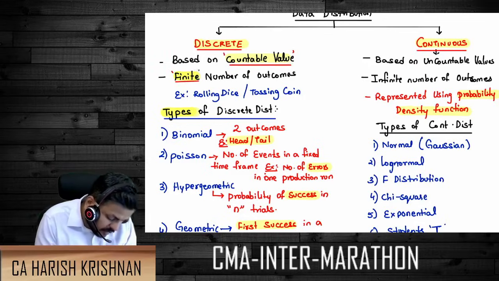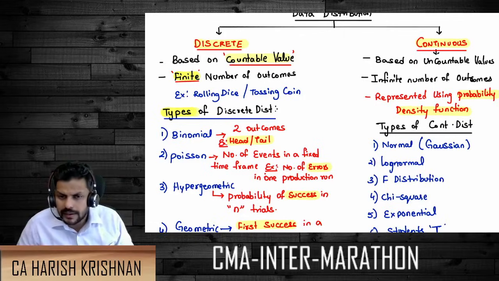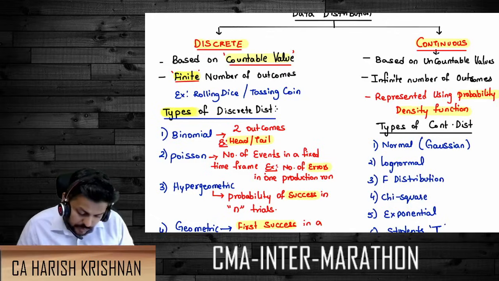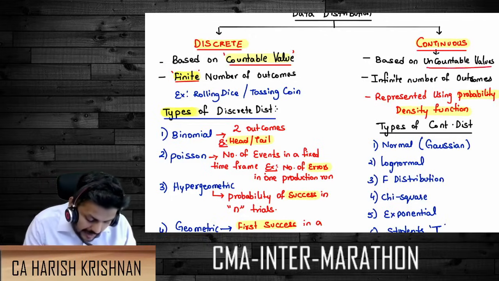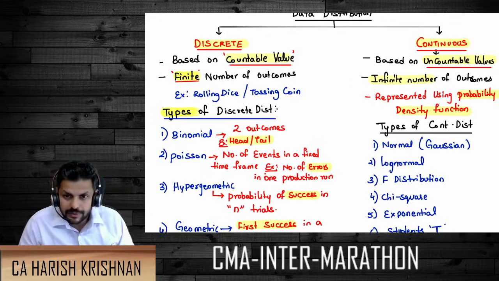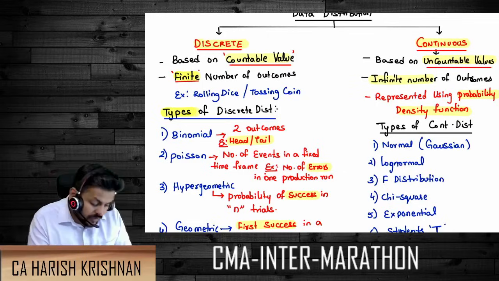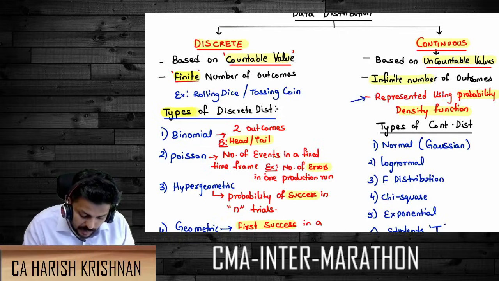Finite number of outcomes, like rolling a dice and tossing a coin. No matter how well you roll the dice, only six numbers are there. So the outcomes are limited to six. Similarly, the other one, continuous distribution, is based on uncountable values, where an infinite number of outcomes are possible, which is represented by how dense the probability is, called the probability density function, right?